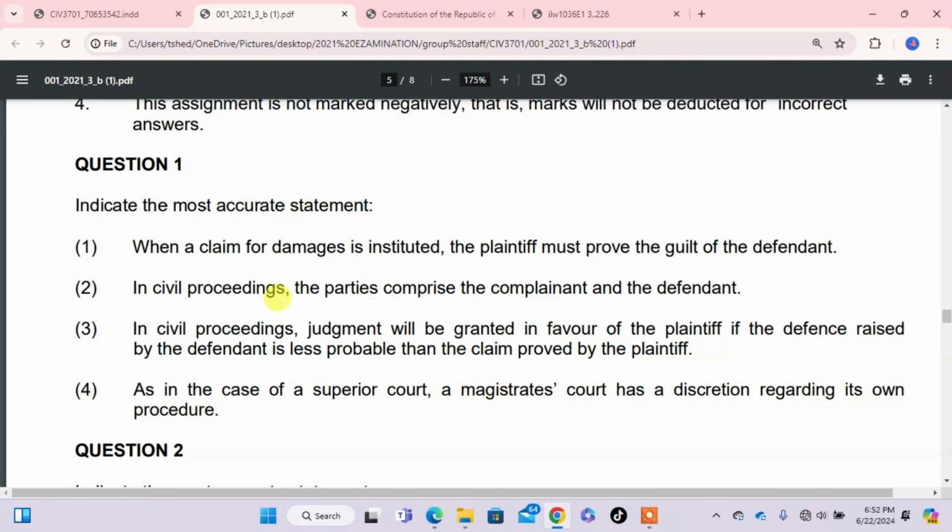So I will firstly show my answer. For me, I will choose number 3: in a civil case, judgment is granted in favor of the plaintiff if the plaintiff's claim is more probable than the defense proved by the defendant. I'm also going to prove why I consider number 3 the correct answer. Number 1 says that when a claim for damages is instituted, the plaintiff must prove the guilt of the defendant.